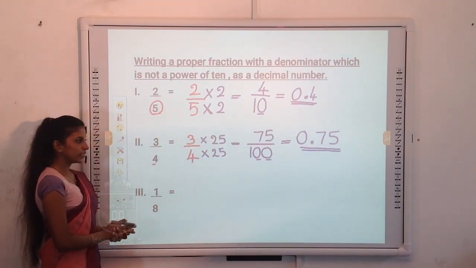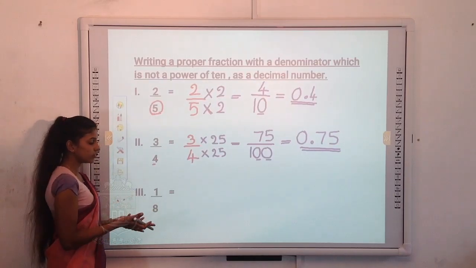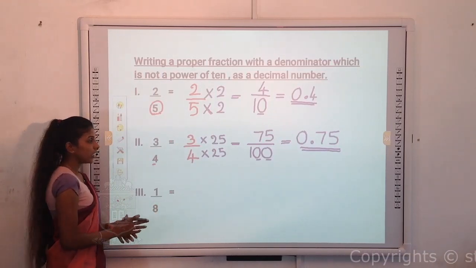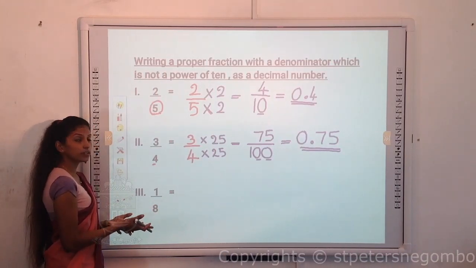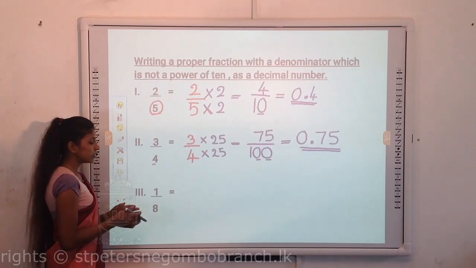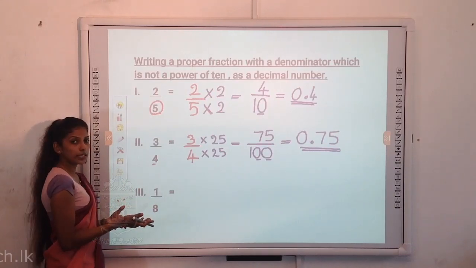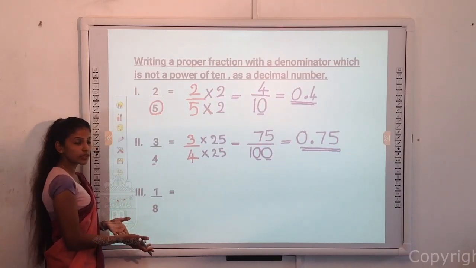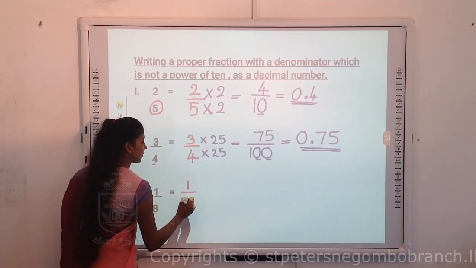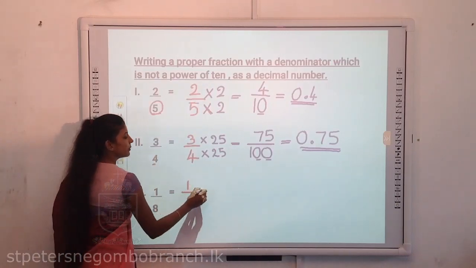Right, next example, again, you have 1 over 8. We can't make 10, the first power of 10, from 8. And next, can we make 100 from 8? No, it's difficult. So we have to go for the next power of 10, that is 1000. So we have to select the number by which we can make 8 into 1000. What's the number that you are going to multiply? So we can multiply by 125.